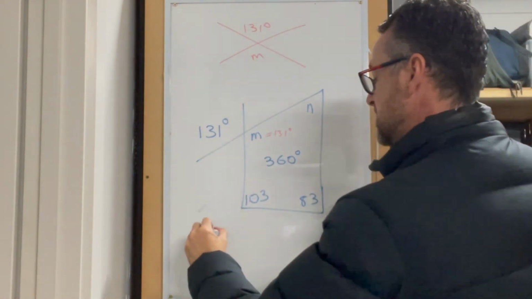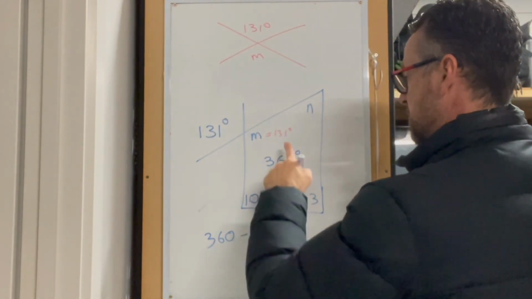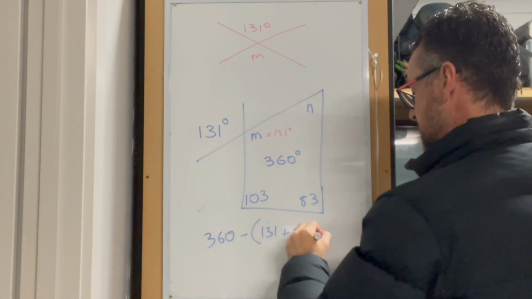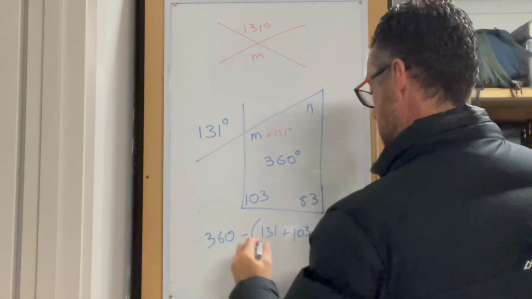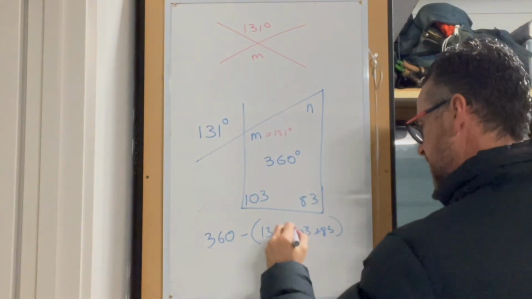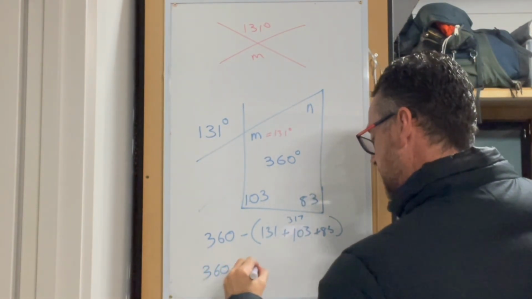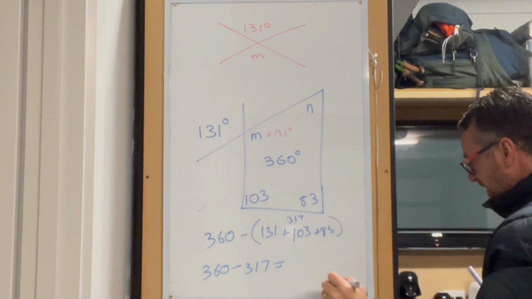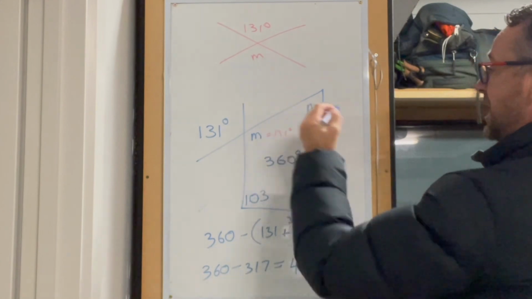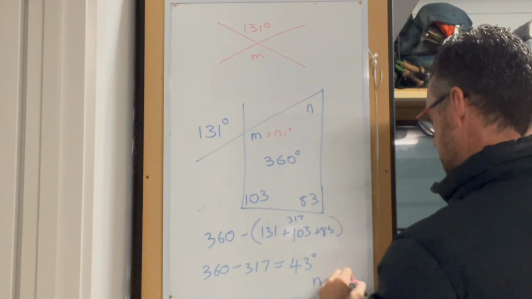So now we have 360, take away 131, which we just found here, plus 103, plus 83. Okay, and that adds up to 317. So 360, take away 317 is going to leave us with 43 degrees. N therefore equals 43 degrees.